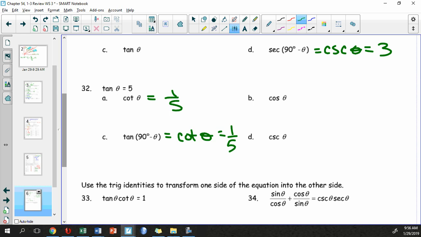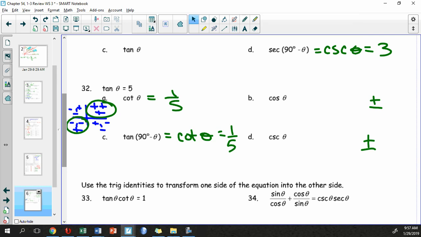The only thing I know is that tangent is positive. Where is tangent positive? Tangent is positive in quadrant 1 and in quadrant 3. That's all I know. Correct? I don't know anything else. Which means sine and cosine can either be positive or sine and cosine can be negative. So for this one right here, I have to have plus minus. Do you agree? For this one down here, I have to have plus minus. I have to.